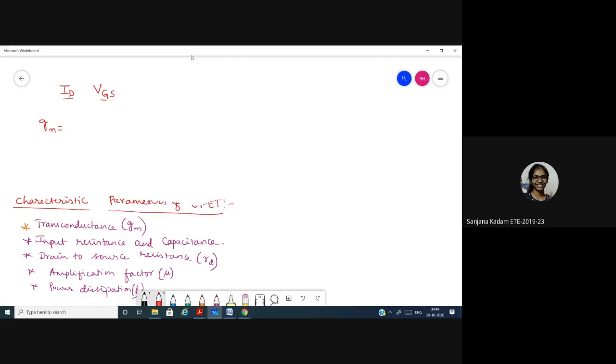Tell me, what is the formula for resistance in terms of voltage and current? Yes, Sanjana, tell me. V by I equal to R, sir.